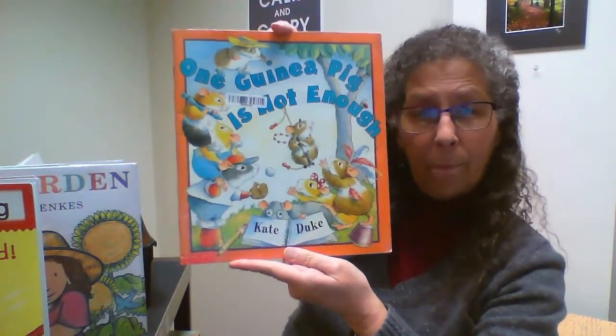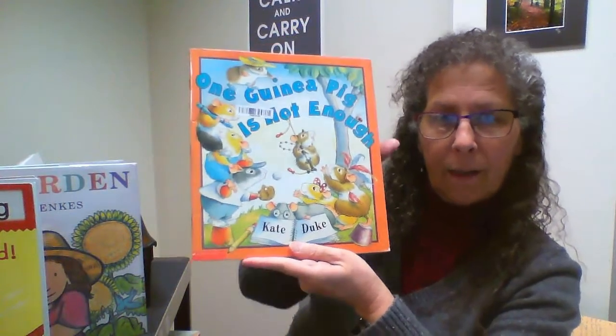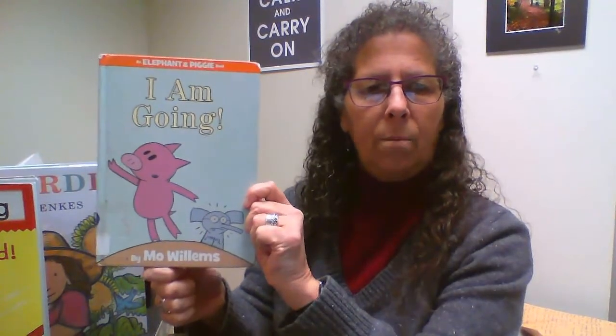And I love this one, but I'll be honest, in story times, I don't feel like this goes over as well as I always think it's going to. So I don't know if it's the age range that I'm working with or not. Then two books that other storytime providers had mentioned to me that they like to use is I Am Going by Mo Willems.